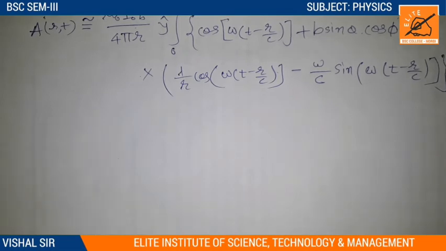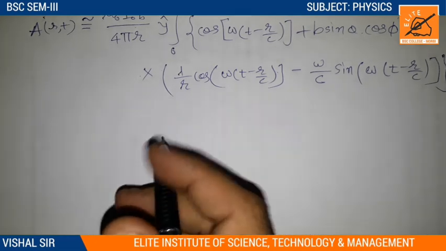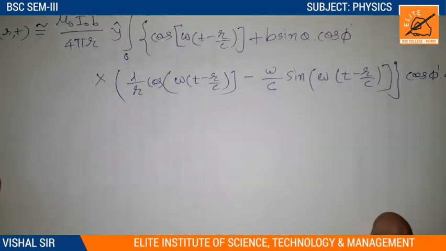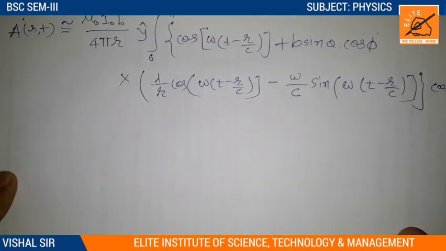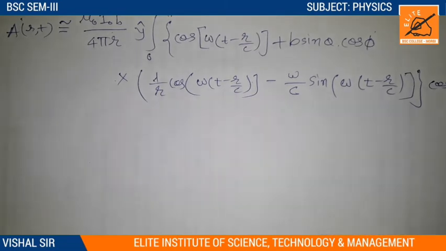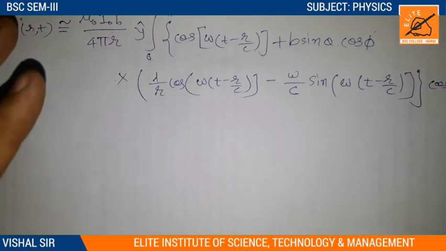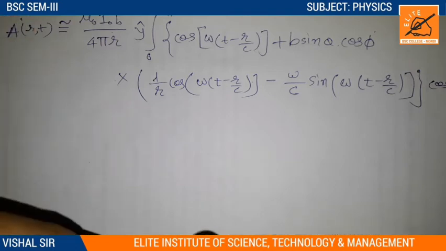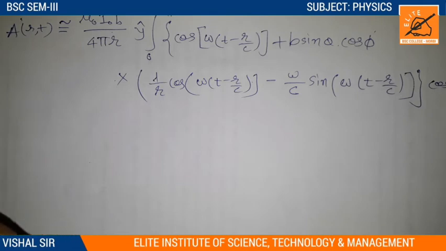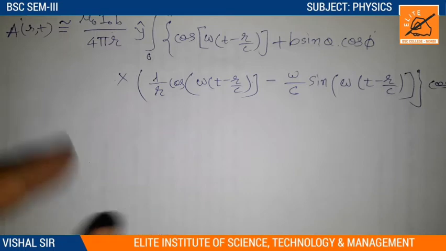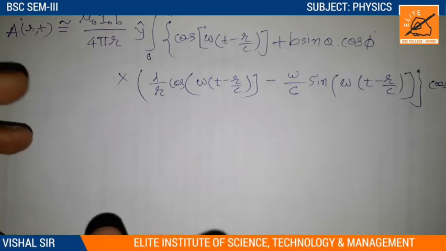Okay, so now how we get this? So just we have to put, we have a formula of potential, vector potential, we have put the different values. Okay, that is 1 upon r and cos omega t minus r upon c.